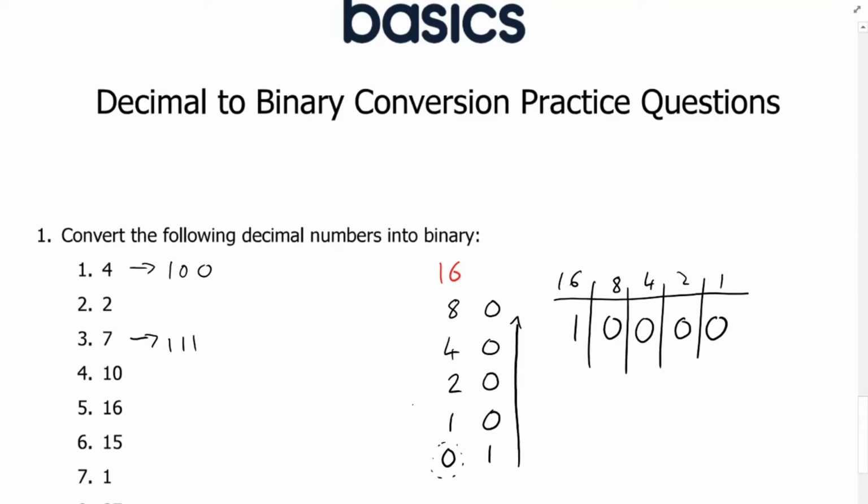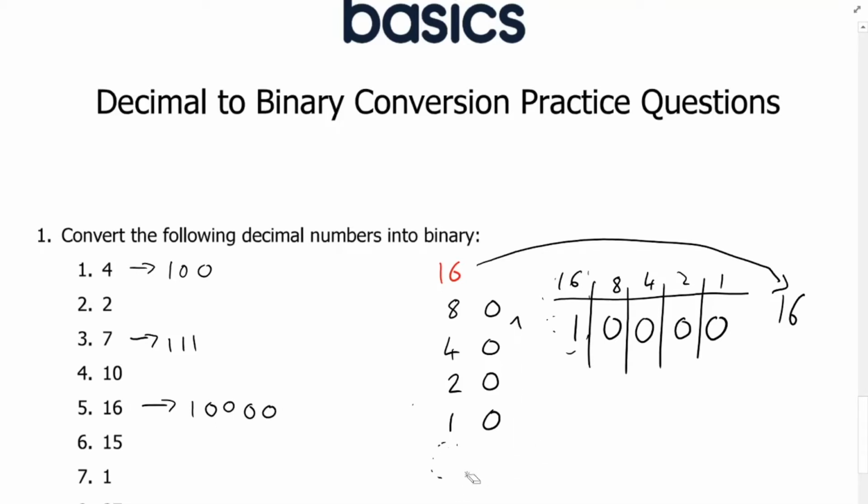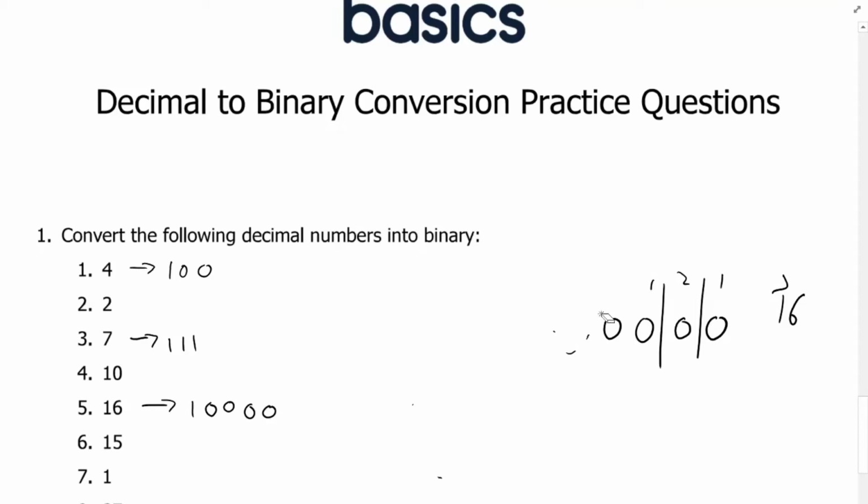Again, we only have one of these columns, that's for 16. So our result is 16. They're the same, so we know that's correct. So 16 is 1, 0, 0, 0, 0 in binary. Let's get rid of all this.